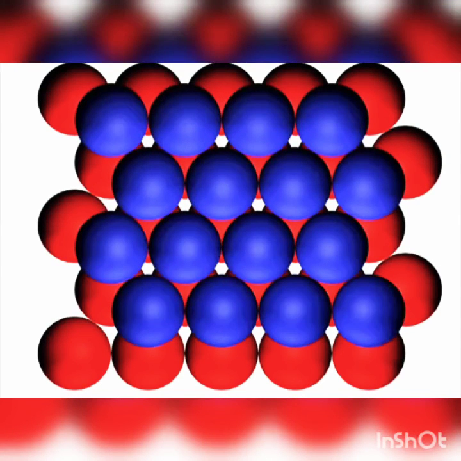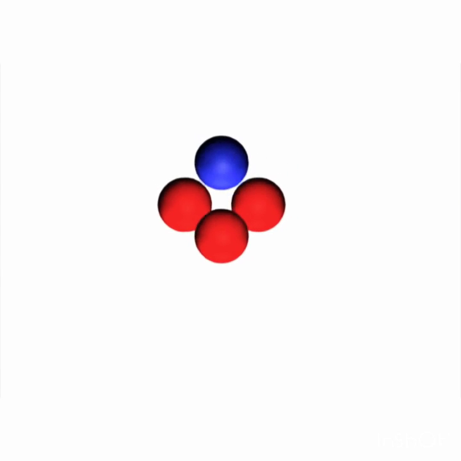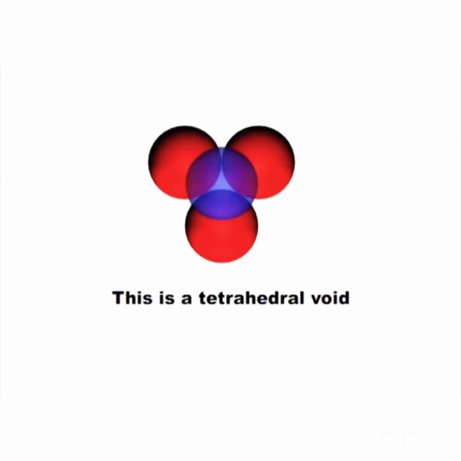The Tetrahedral Voids are created by four spheres. First, we make the spheres a little smaller in order to understand the shape. Then we join the centers of the spheres by straight lines. The shape is a regular tetrahedron. So the void is called tetrahedral void.